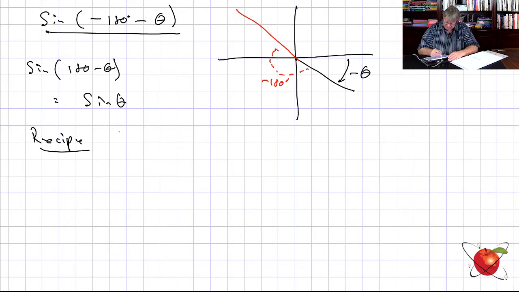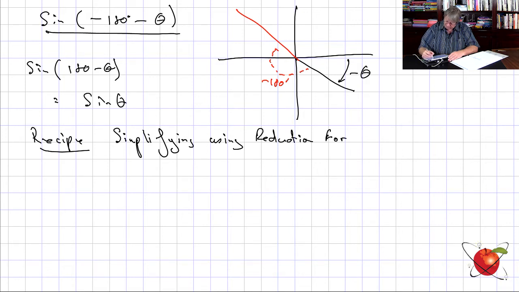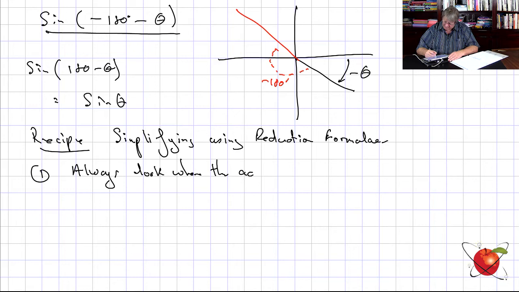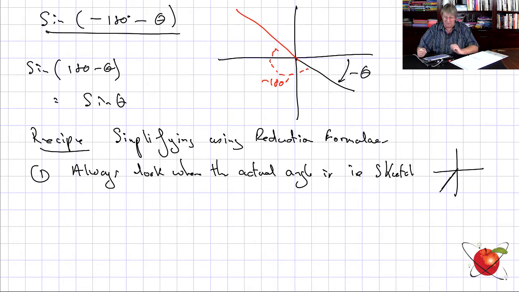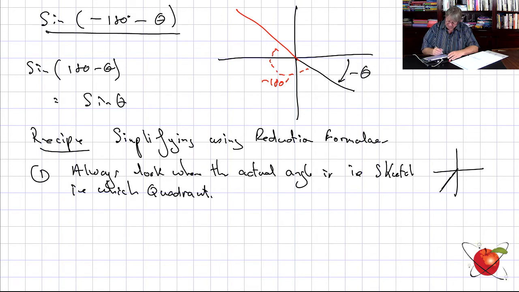Okay, this is for simplifying using reduction formulae. Number 1, always look where the actual angle is, i.e. sketch. Do a little cross and say, my angle is there. That's the quadrant I'm in, okay? I.e. which quadrant?